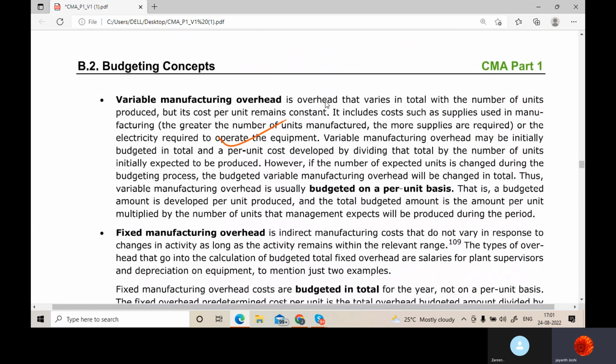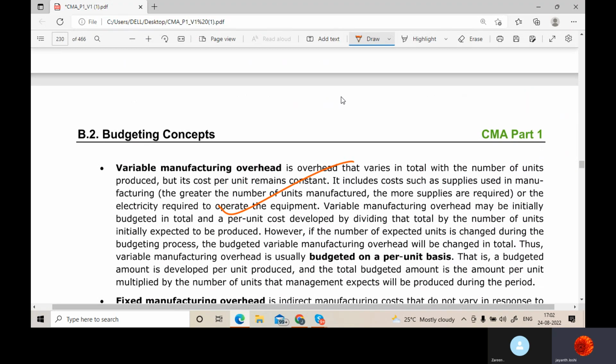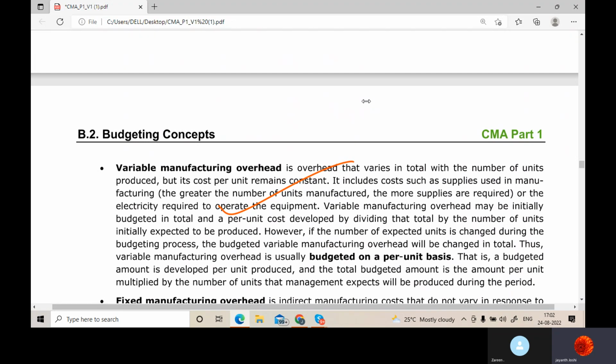So variable manufacturing overhead, you know what that is? What can be a good example for variable manufacturing overhead? If I want to say variable, what kind of industry can we take into consideration as an example?